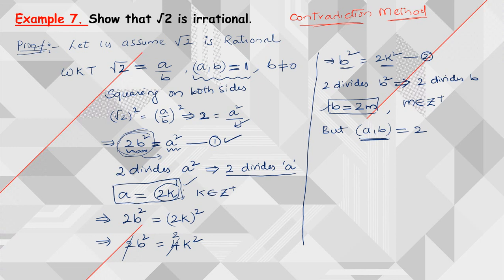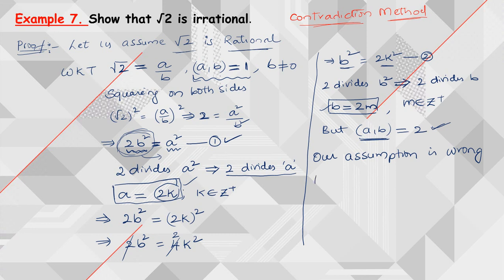But initially what have we assumed? We have assumed that a and b do not have any common factors other than 1. But what did we get? We got the common factor of a and b is equal to 2. So from this what can we say? Our assumption is wrong. What is our assumption? We assumed that root 2 is rational. But we got that our assumption is wrong.